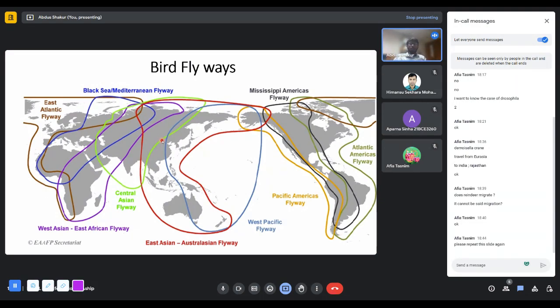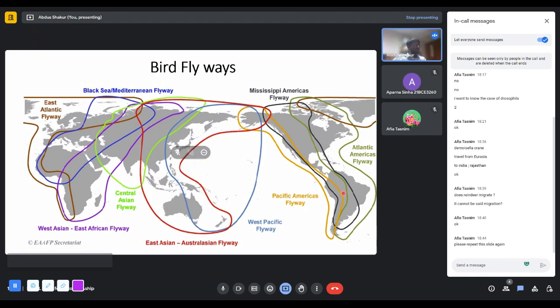So since we are talking about migration being along fixed paths, most of the species migrate along fixed paths. For instance, and especially for birds, these are called flyways. Each flyway is named after how a specific species or different species move from one side to another.